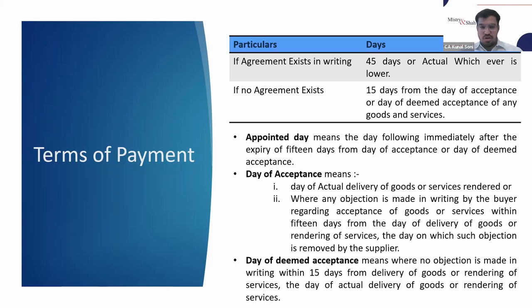So to provide you with a synopsis, rather than going into all these definitions and other things: if there is a clear-cut written agreement, then in that particular case it would be 45 days or the actual payment terms, whichever is lower. However, if no agreement exists, then it is 15 days from the day of acceptance or the day of deemed acceptance of goods or services. And if there has been any issue with regards to the goods or the services, then it is the day on which such objection has been removed by the supplier. So this is the basic crux with relevance to the time period.